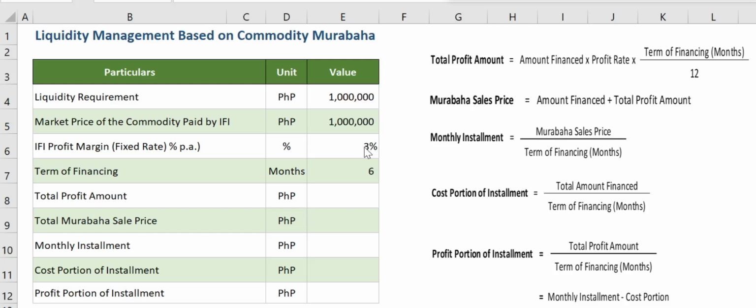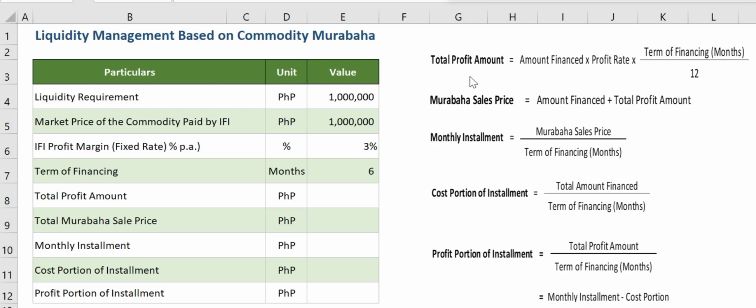In this case study, we are required to calculate the total profit amount, the total Murabaha sales price, the monthly installment, the cost portion of such installment, and the profit portion of the said installment. Of course, before we can calculate the total Murabaha sales price, the first step is to determine the total profit amount.